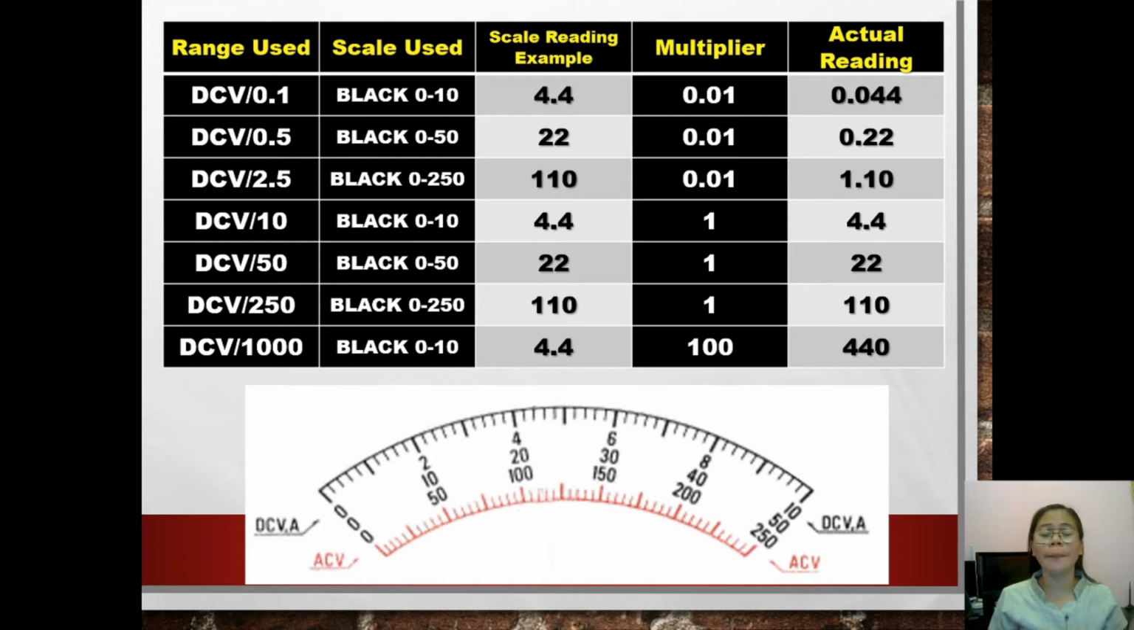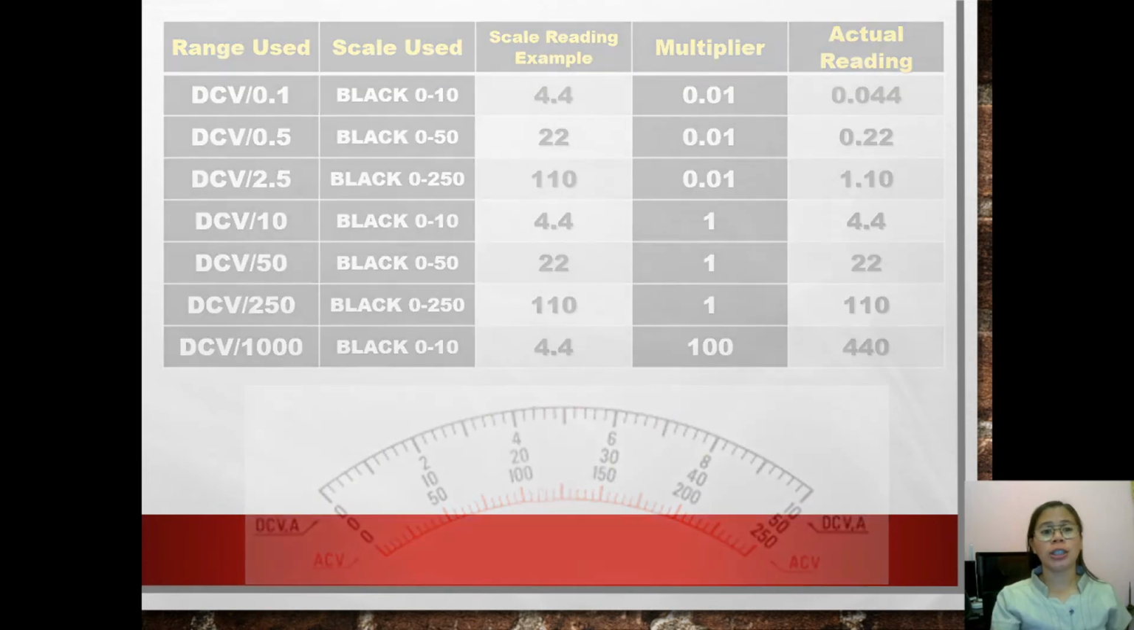So we have 7 ranges in our multimeter, tester, or multimeter. We have 3 scales. Scale number 1 is 0 to 10. The next scale is 0 to 50. And the next scale is 0 to 250. Next, we also have a multiplier. For the multiplier, we have 0.01, 1, and 100.